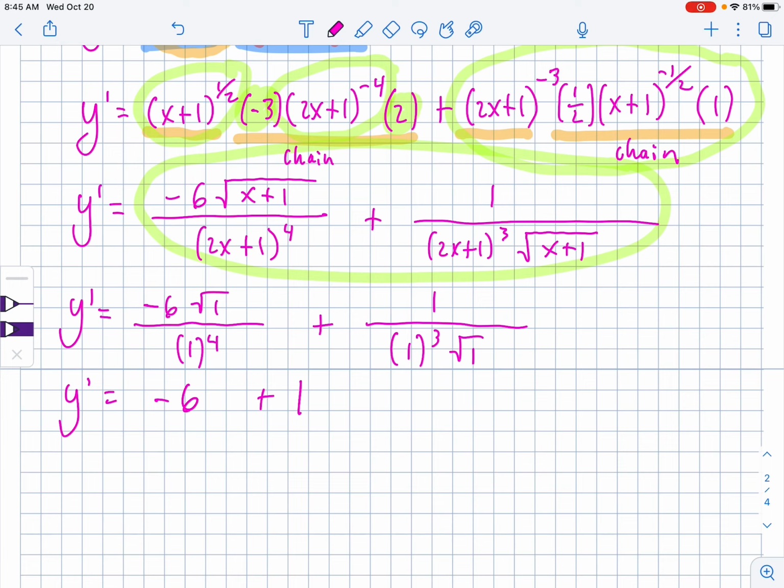So the simplification is that this is -6 plus 1. No, I did something wrong. What did I do wrong, you guys? 1, square root of 1, 1. If you put in a 0, we should get -11/2. I did this last night. It worked out perfectly. Let me see if we can spot it.